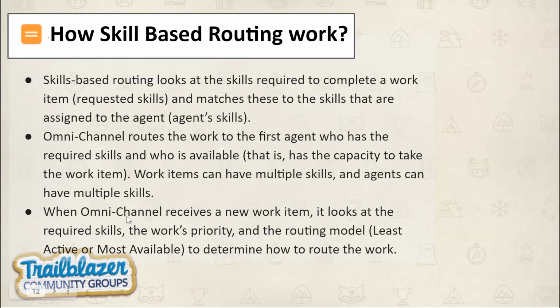When omnichannel reviews a new work item, it looks at the required skill. In skill-based routing, the only thing you should remember is that whenever a case is generated and omnichannel routes it using skill-based routing, the first option is that it only looks for the required skill. The second option is that it then looks at the work priority. What is the work priority here? It is the priority we have provided in the routing configuration we configure.